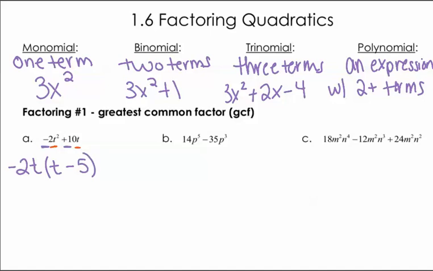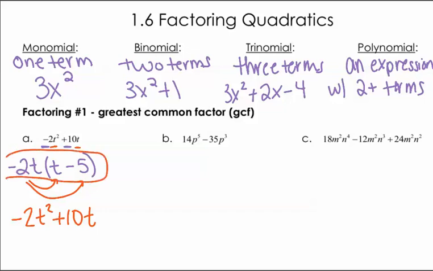Now where that comes from is essentially you're dividing. You're doing reverse distribution. So when I take out that -2t from -2t squared, we're left with positive t. Now the sign here changed to a negative because I factored out -2 from the 10. You have to think about if I were to redistribute this, I have to end up with my original problem. So -2t times t is definitely -2t squared, and -2t times -5, the -2 times the -5, is going to bring that back to a positive 10t.